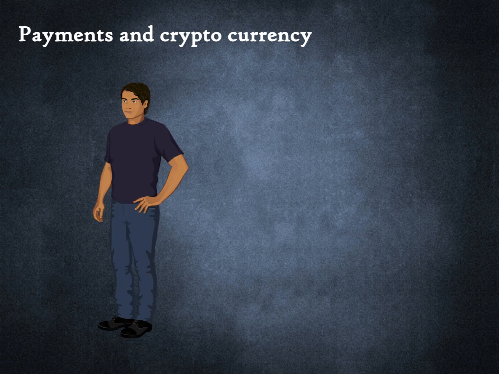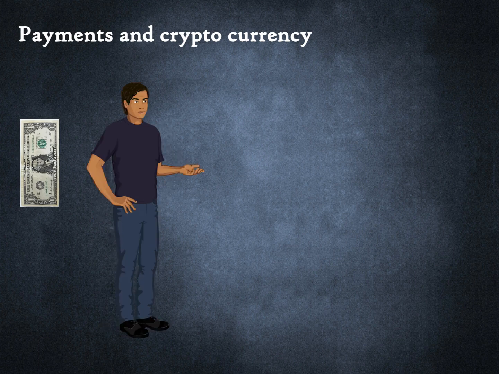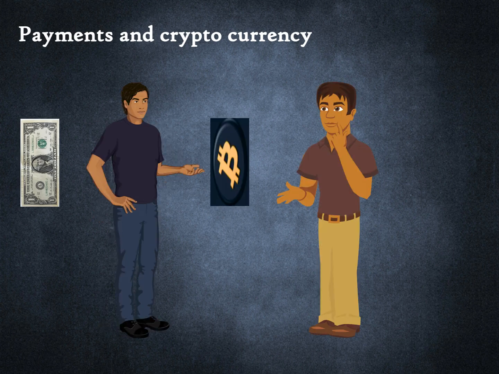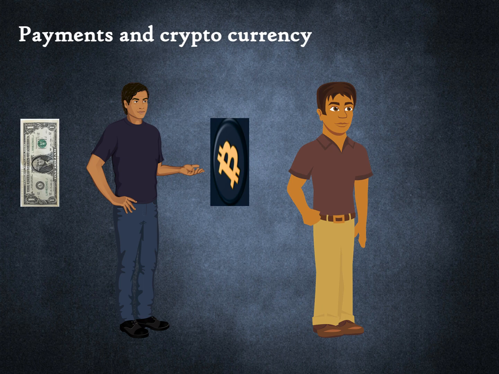Bob converts some US dollars to cryptocurrency using a crypto exchange, the same way he would buy stocks with cash. He then sends the cryptocurrency to Sam, who lives in Germany. Sam then sells the cryptocurrency on a crypto exchange and gets euros in return. The reason Bob and Sam go back and forth between fiat and cryptocurrency is that many merchants don't accept cryptocurrency as a form of payment.